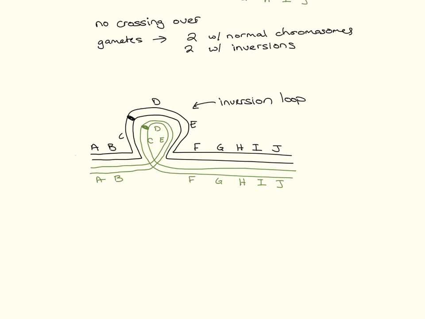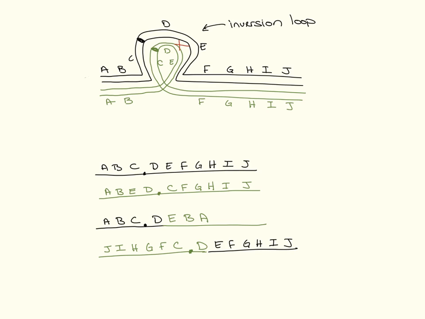So now what if there is a crossing over event that occurs somewhere within the inversion loop? And we'll just put it right here between D and E. So now what's going to happen during meiosis? What gametes are you going to create? So pause the video here and try to draw out the chromosomes for each of the gametes that would be produced from this crossing over event within an inversion loop. And here are the 4 chromosomes that would be present in the gametes that result from meiosis after this crossing over event within the inversion loop.